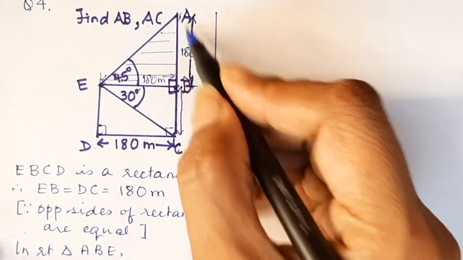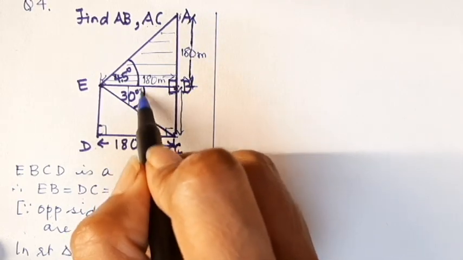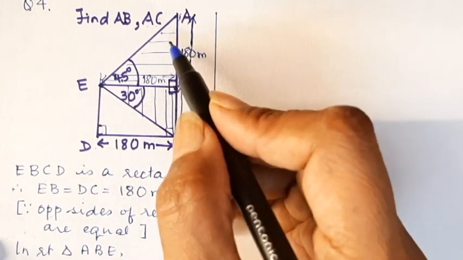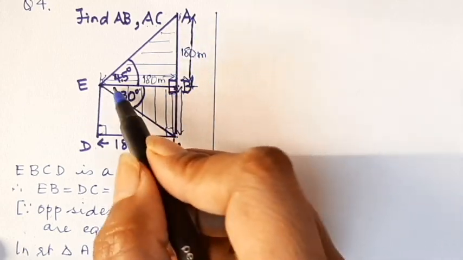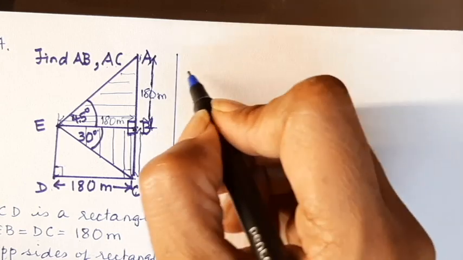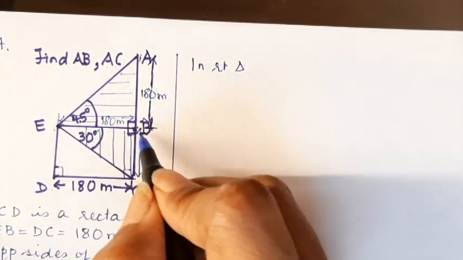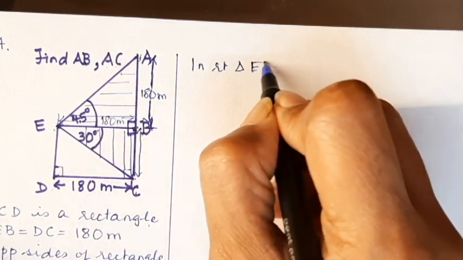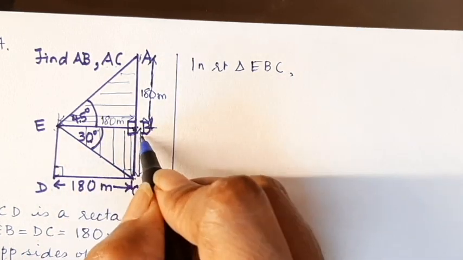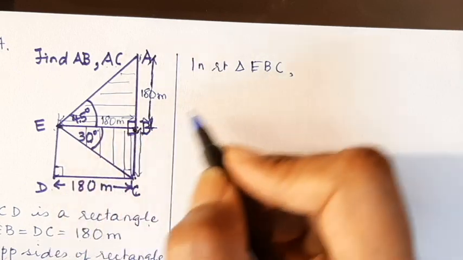So in order to find AC, we need to find BC. Now for BC, we will use this right triangle. So we have seen that in the diagram, there are 1 and 2 right triangles and both will be made use of. So shall we write the next step? In right triangle EBC, we will take 30 degrees. For 30 degrees, BC is opposite and we already know EB is 180, which is adjacent.